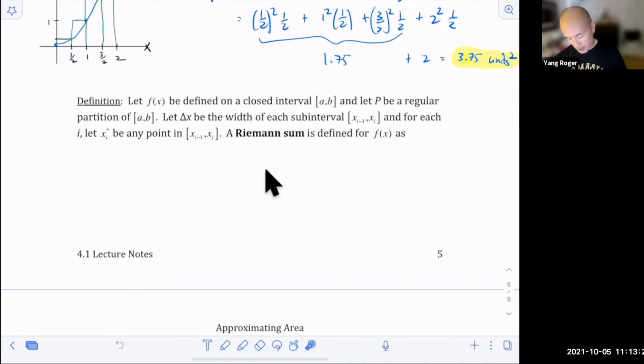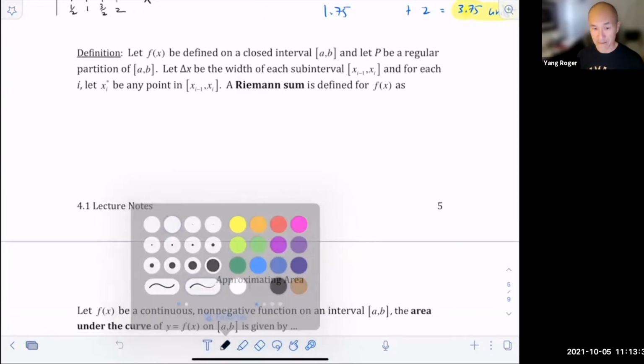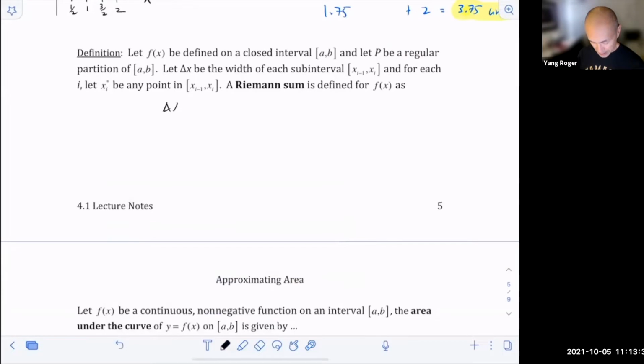A Riemann sum is defined to be the following. So we've already been using this. I told you it was called the Riemann sum at the very beginning. But basically, we're saying this. Your delta x is equal to (b minus a) over n, right? This is the width of each rectangle. And your Riemann sum, let's say x_i star is a sample point.